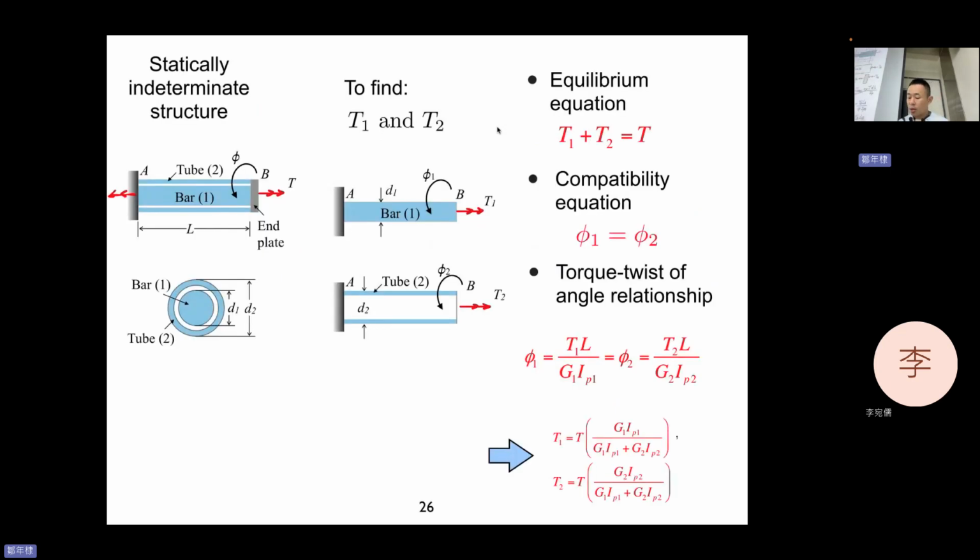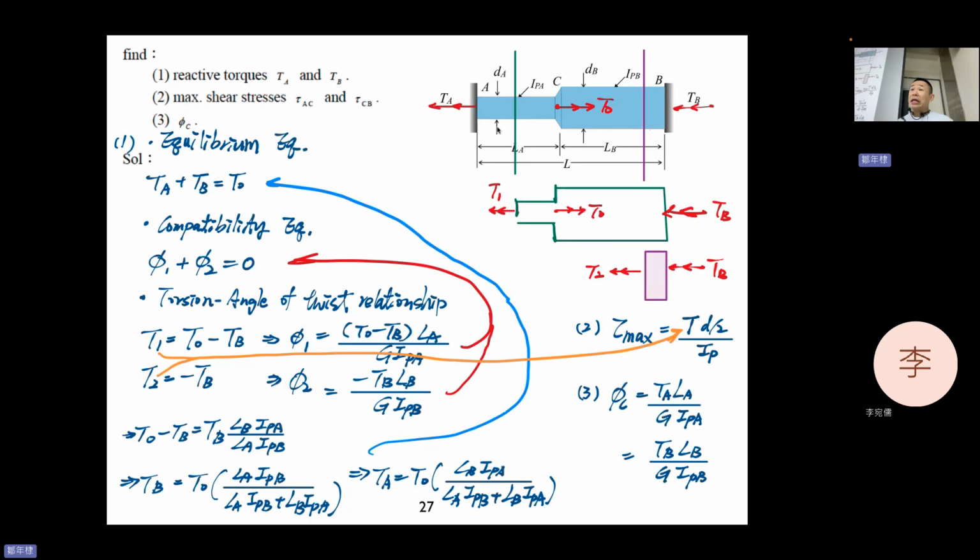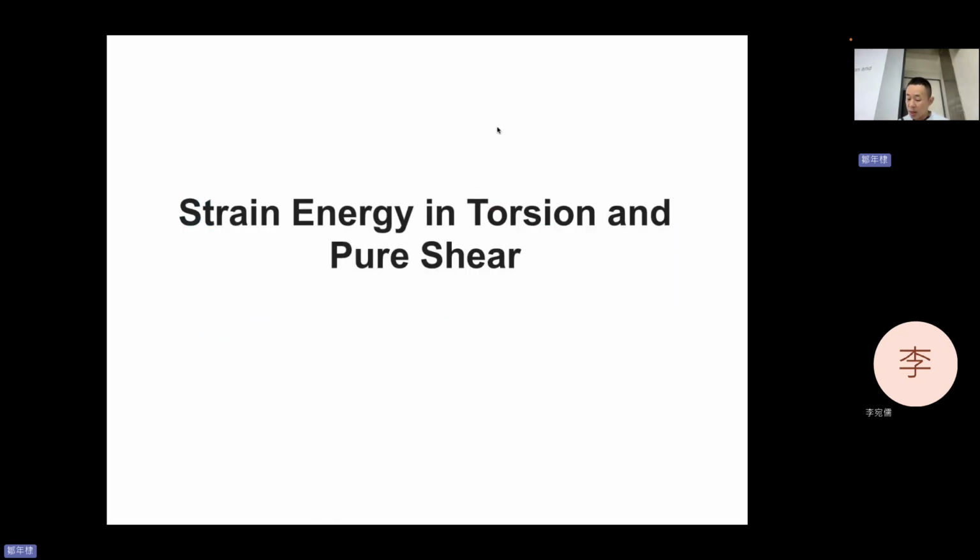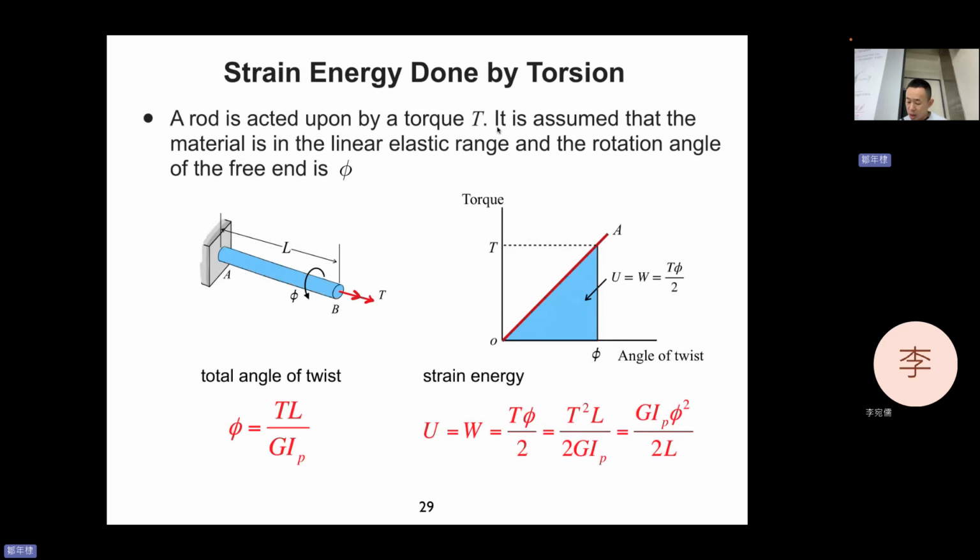And then we talk about the statically indeterminate case for torsion. You can see that it is really similar to chapter 2. We use the equilibrium equation, the compatibility equation, and then the torsion angle of twist relationship. Everything is really similar to what we learned in chapter 2. And strain energy as well is really similar.